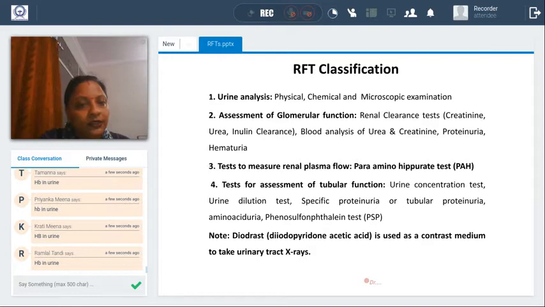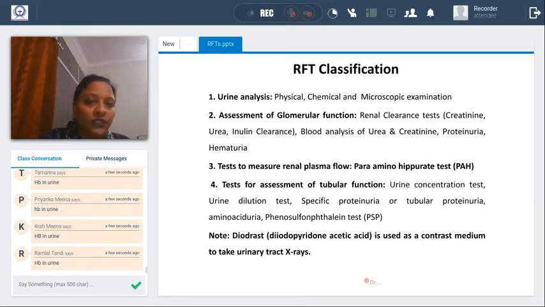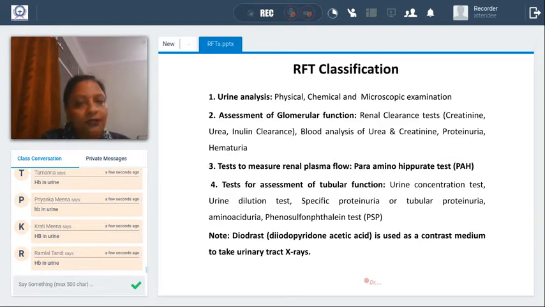Third is tests to measure renal plasma flow. You have studied in your physiology classes the para-aminohippurate test, that is called PAH. By PAH, we can measure renal plasma flow. Tests for assessment of tubular functions are the urine concentration test, urine dilution test, specific proteinuria or tubular proteinuria, aminoaciduria, and phenolsulfonphthalein test, that is PSP.